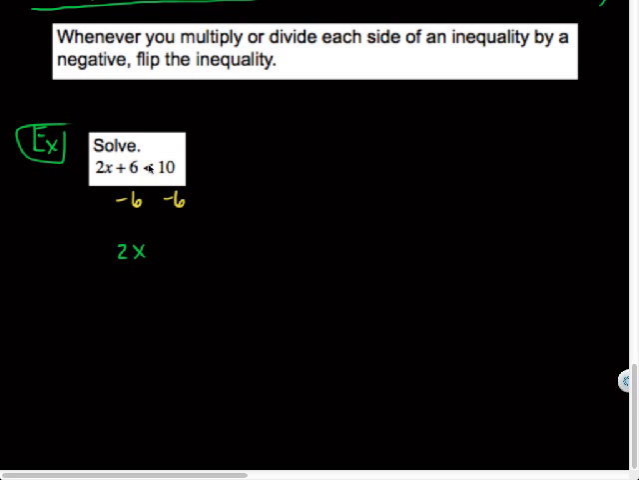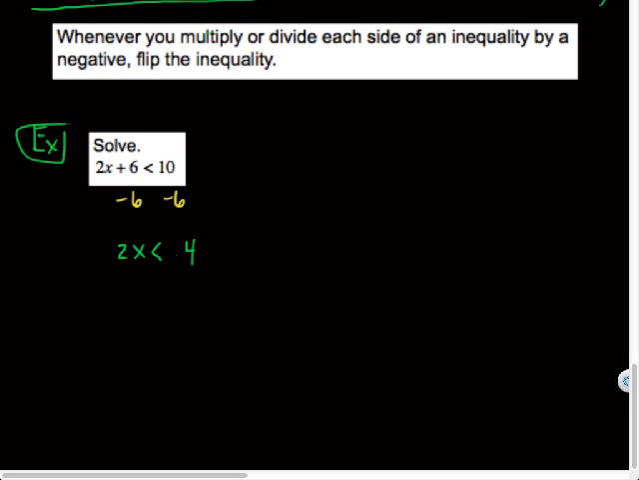Do I have to flip the sign? No, because I wasn't multiplying or dividing. I was just subtracting, and subtracting's fine. 10 minus 6. Signs are different, so I subtract them. What sign do I keep? The positive, because 10 was more influential.